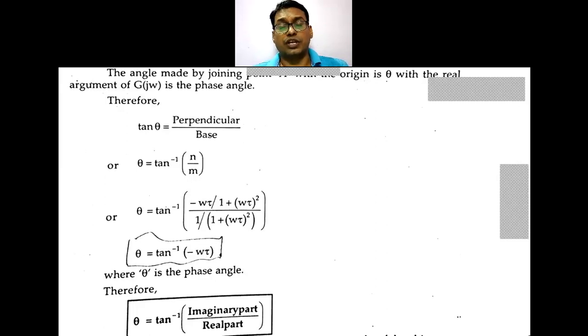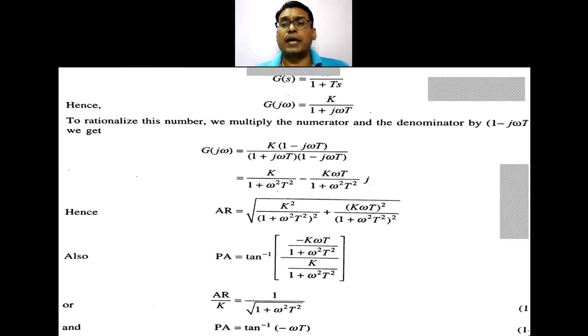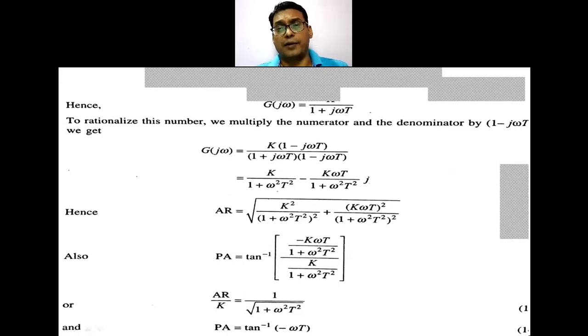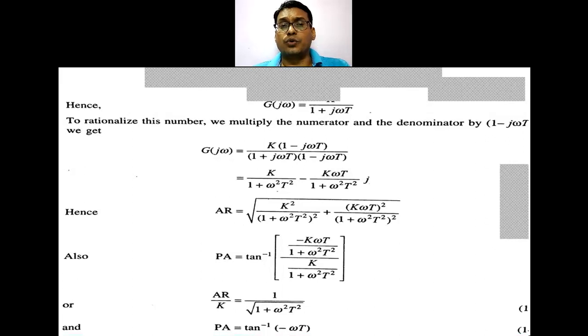Then the base is on the real axis, so it is the real part. So we have first converted the transfer function into a complex number by substituting s equal to j omega. Then, second, we have rationalized the number by dividing and multiplying by 1 minus j omega tau. Then we separate the two things, that is, the real part and the imaginary part.